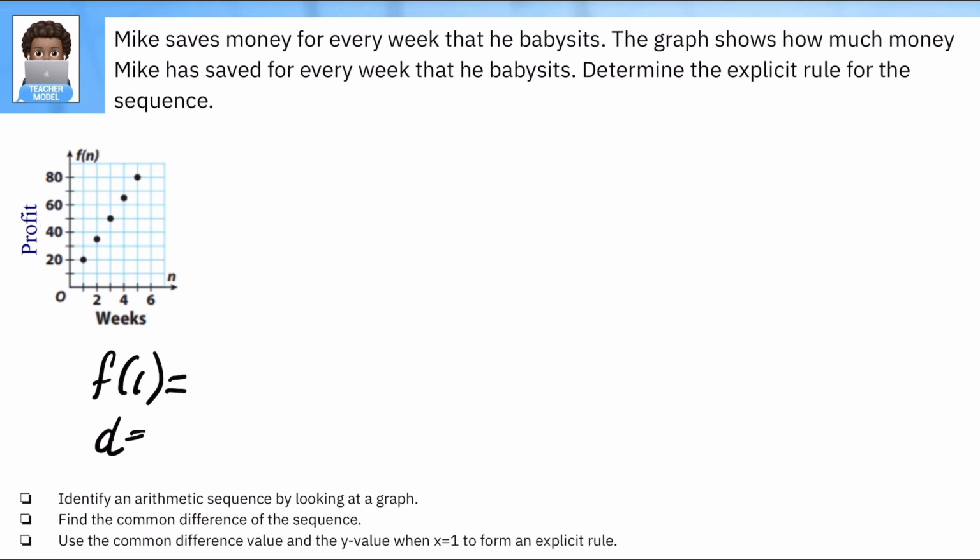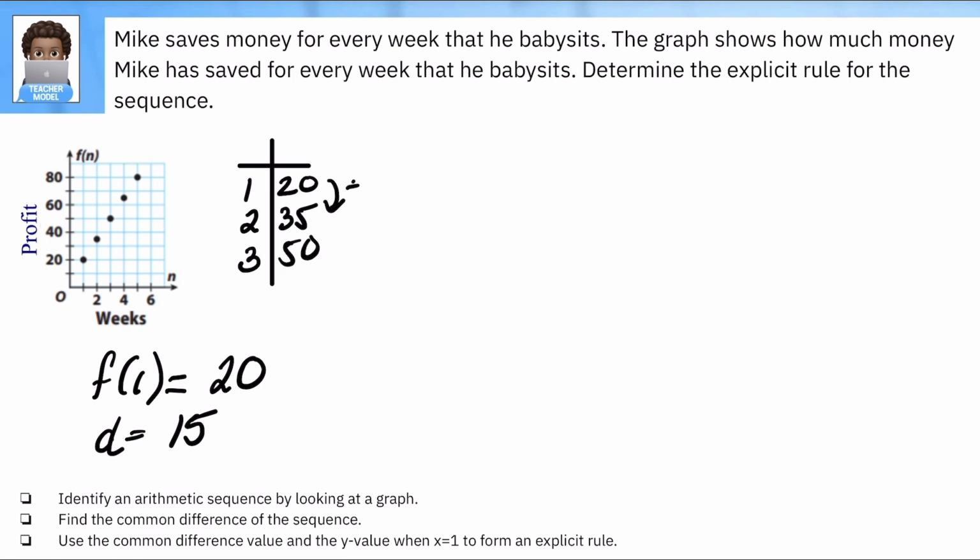Okay, so starting off, you probably found that f of 1 was equal to 20. And though it may have been a little bit difficult, you should have seen that the common difference was 15. Now, if you didn't see the common difference at first, you could have just put in your points, and you had 20, 2 was at 35, and 3 was at 50, and then it was easier to see that they were increasing by 15. So then you would see that the next one was going to be 65, and the next one was 80.